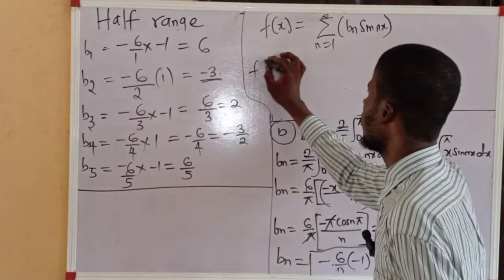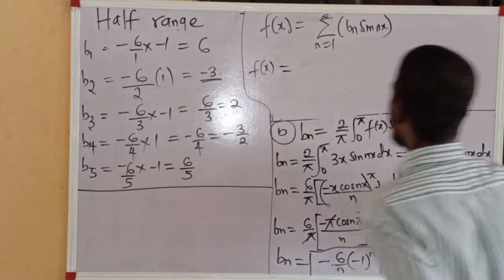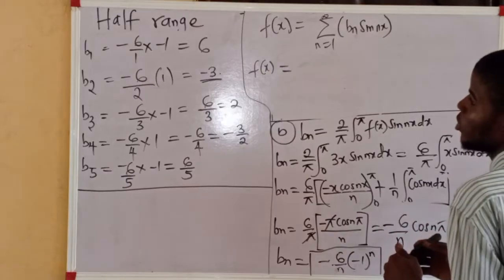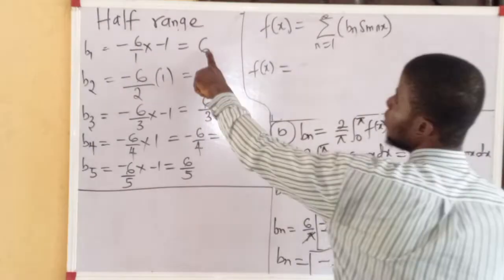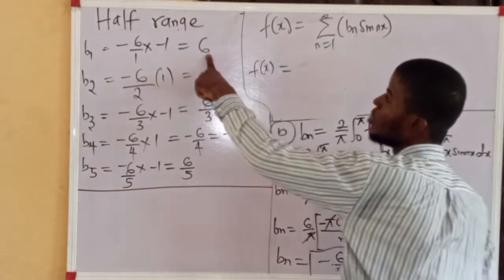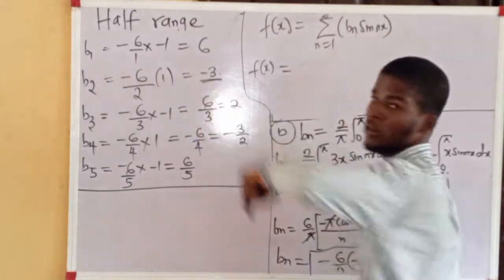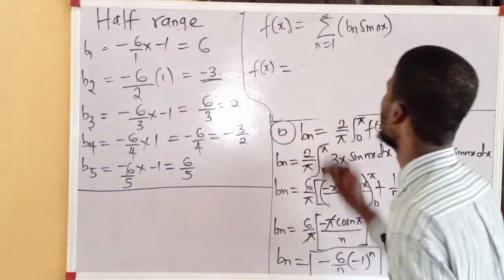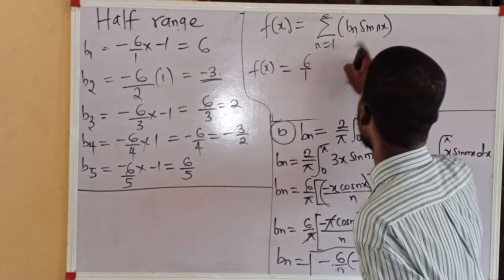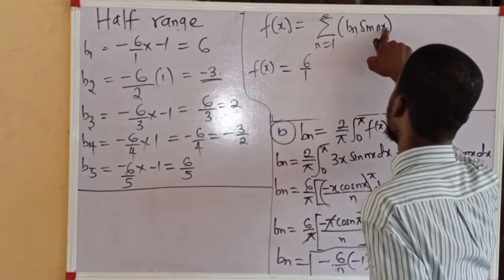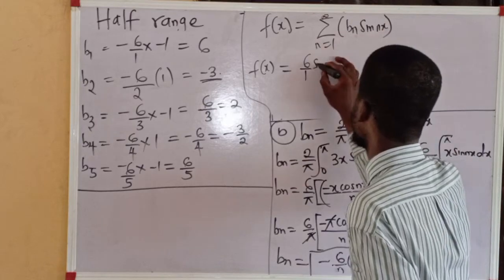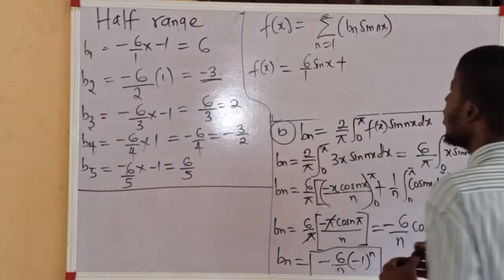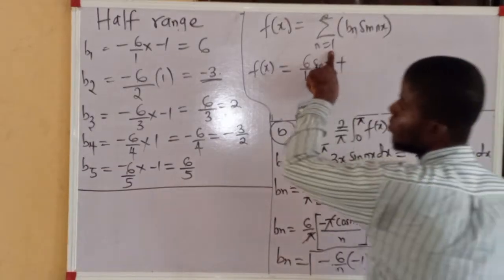So let us go now. When n equal to 1, what is b sub n? 6, which is the same thing as saying 6 over 1. Alright, I want to write it as 6 over 1. You see the reason why. 6 over 1 sine 1x. Alright, that's sine x.